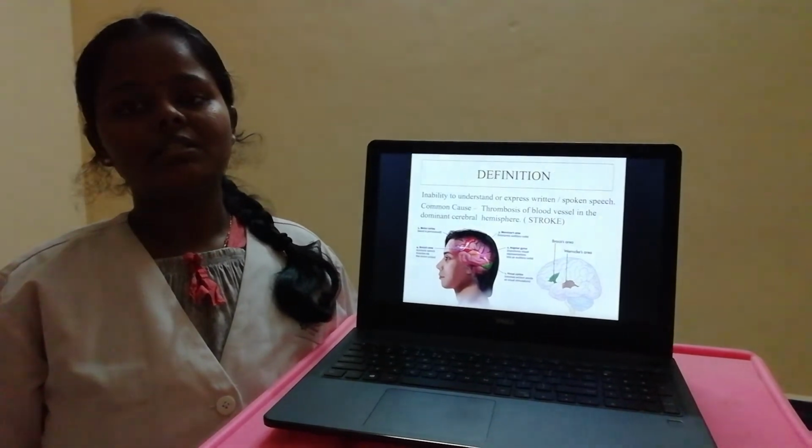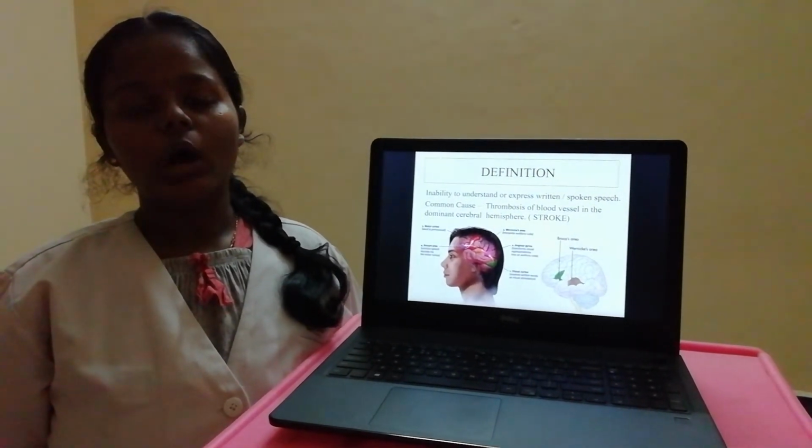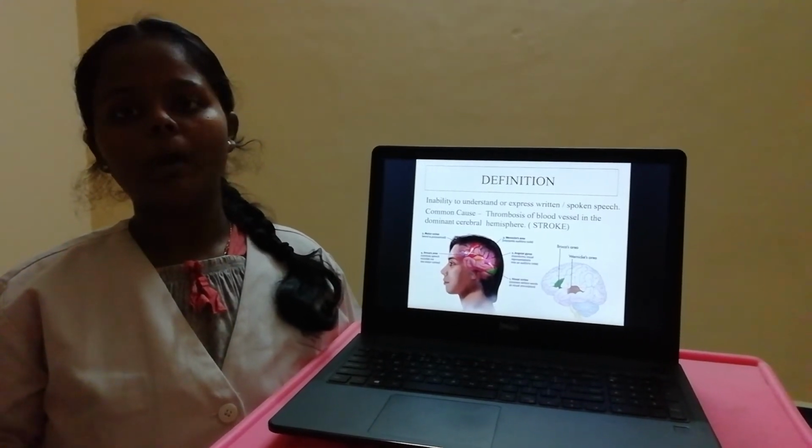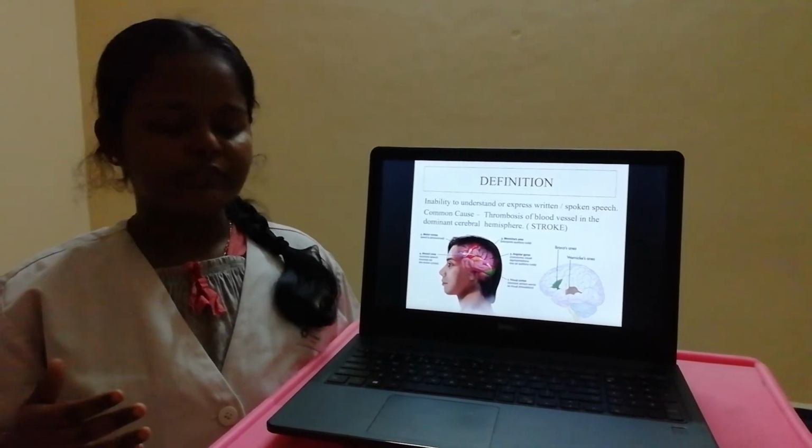Now, the common cause is thrombosis of the blood vessel in the dominant cerebral hemisphere. Suppose you are a right-handed person, then your dominant hemisphere will be on your left side.